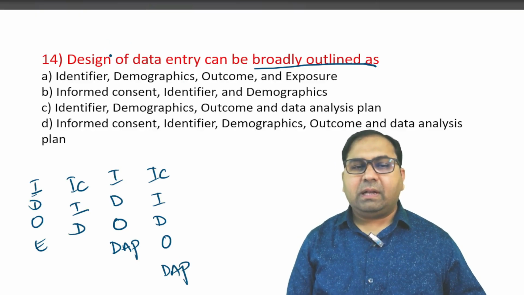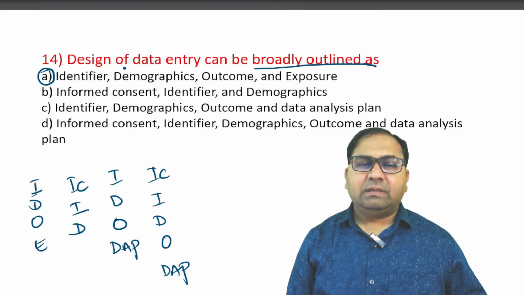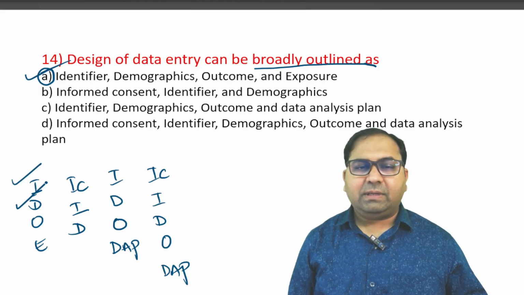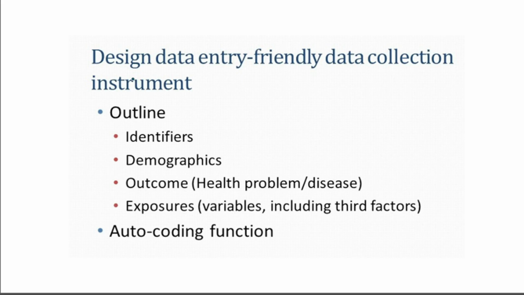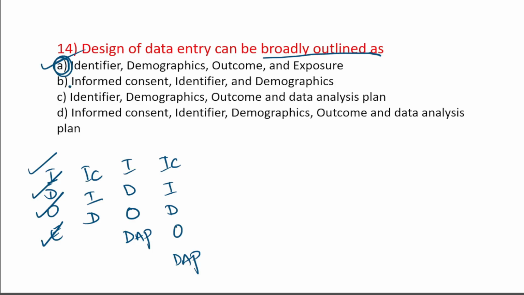So what is the correct answer for this question? The answer for this question is option number A. The design of data entry can be broadly outlined as identifier, demographics, outcome and exposure. Now see the information in this chart regarding the design of data entry. We have spoken about this previously also. In the outline part, you have identifiers, demographics, outcomes, and then exposures. So therefore, we got the answer for our question.